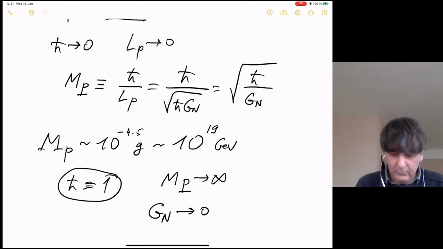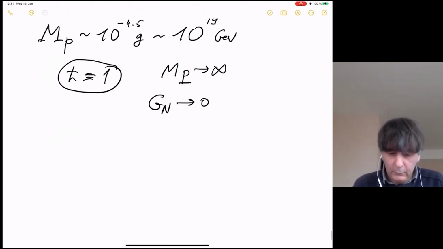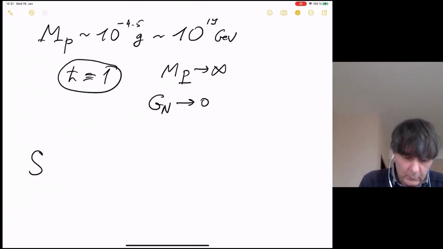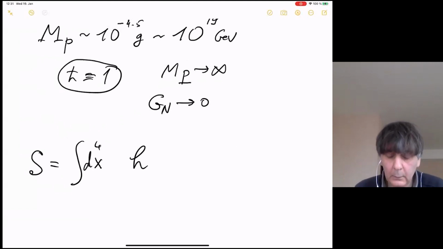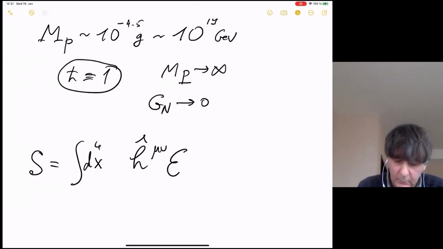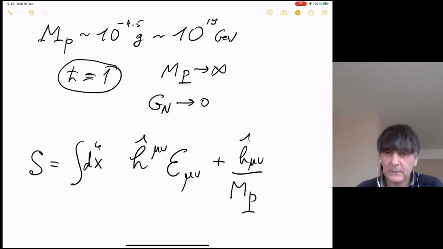Now, writing the action for the canonically normalized graviton, we absorb the Planck mass. Let me put a hat on it. The canonically normalized graviton has dimensionality of mass, and so it couples to energy momentum tensors with a power suppression of the Planck mass. Here we have energy momentum tensors of all possible types.